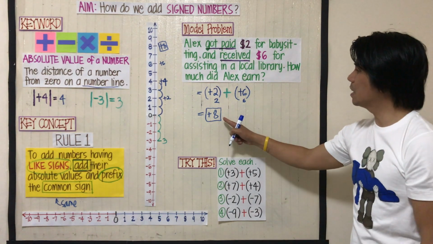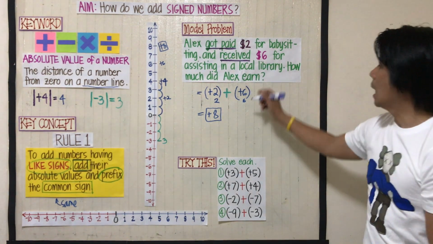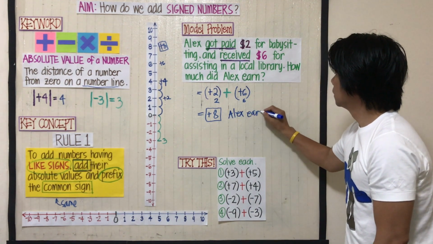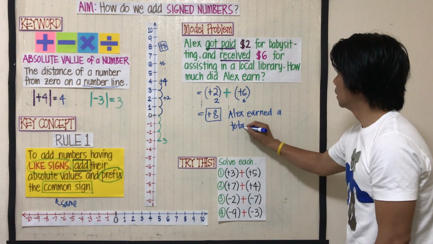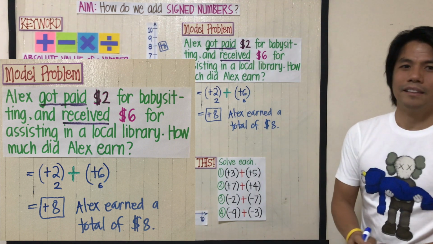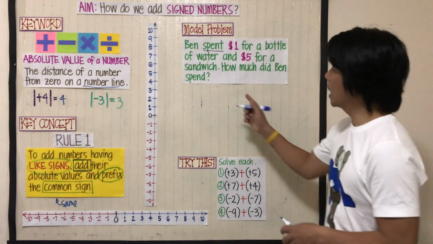So what is the meaning of this number in the context of the problem? So Alex earned a total of $8. There you have it. Alright, let's complete this second problem.